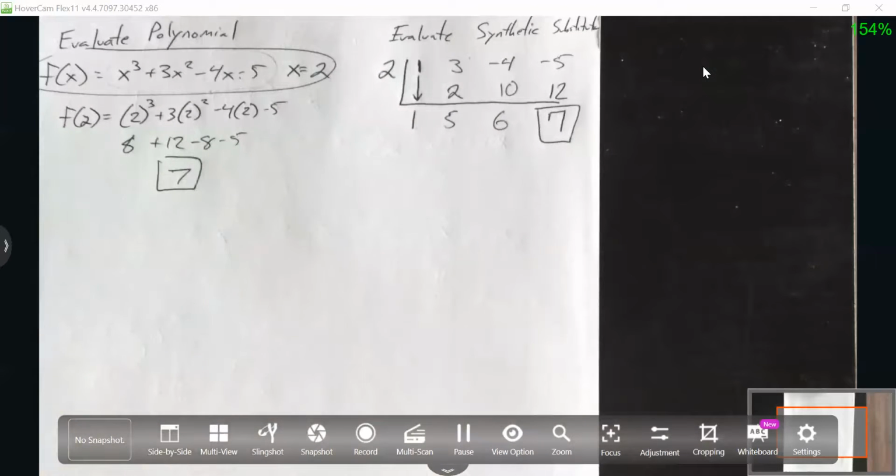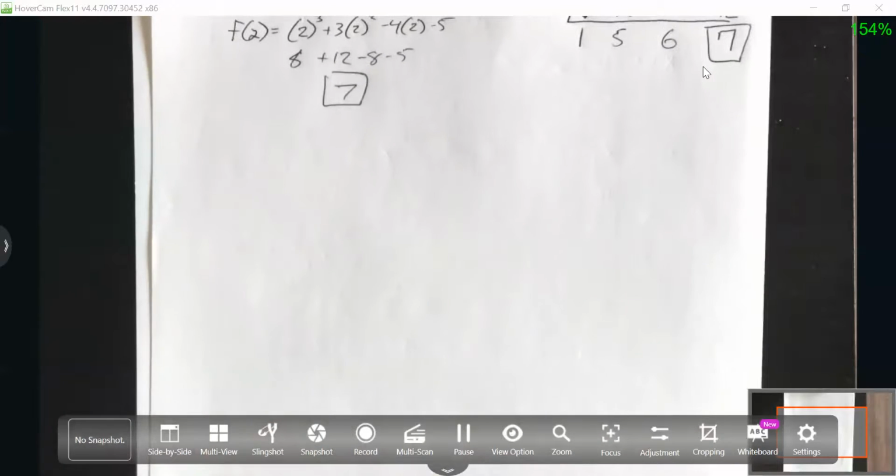Some people find this method a little bit easier. I don't particularly care for it, but there's nothing wrong with it. You can use it all the time. Our main purpose is just to practice using this procedure because we're going to need it in a couple lessons. So let's try a different example, maybe one that has a hole in it.